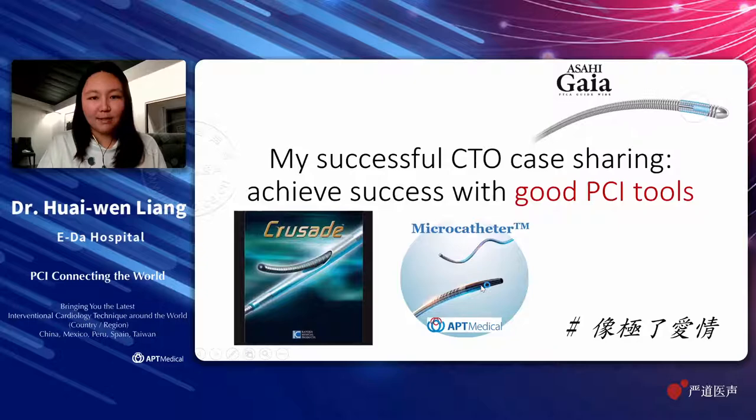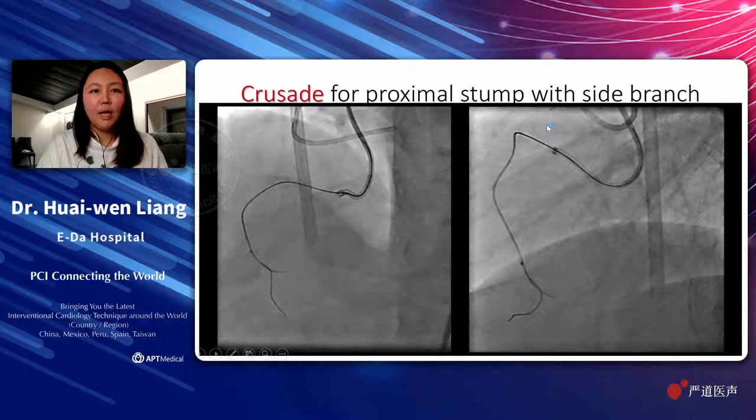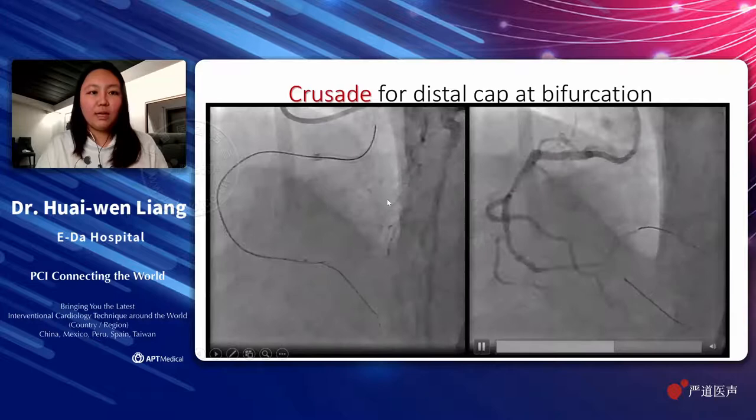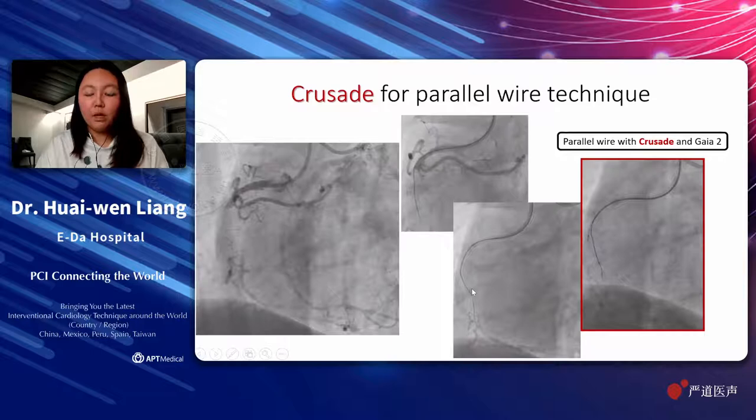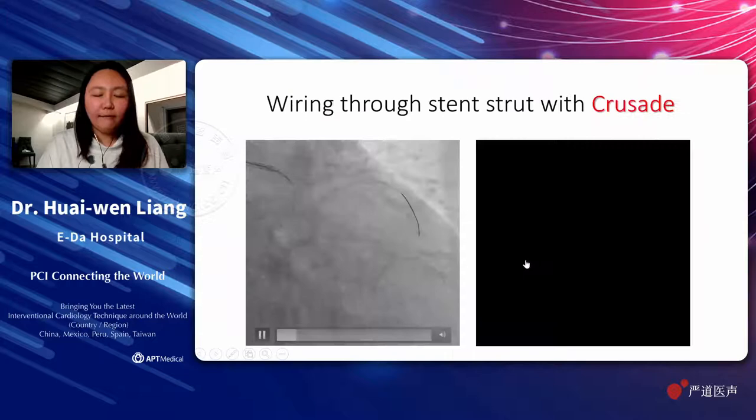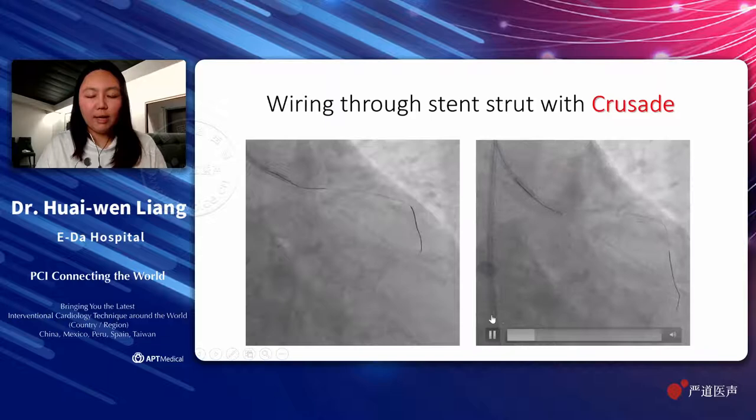And today I also want to introduce Crusade because, like the previous case we just saw, Crusade could help us with this proximal stump with a side branch and could also help us with this distal cap at a bifurcation. And Crusade could also, in this other case where our entry point was in the wrong position, in the false lumen, help us use the parallel wire technique to guide the Gaia Second to the distal true lumen. And like the previous two cases, Crusade could also help us wire more conveniently across a stent side branch to perform a two-stent strategy more easily.